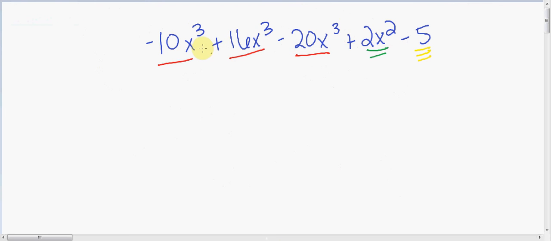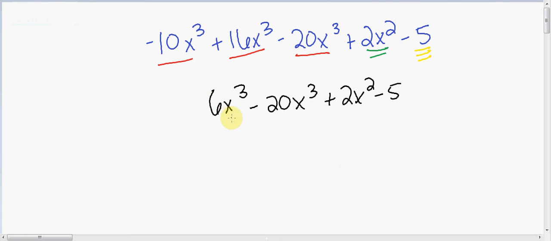So let's deal with the x cubed first. And the reason I want to do that is because it has the biggest exponent. We're going to go in what's called descending order here. So I have negative 10 and positive 16. That's going to give me positive 6x cubed. Then I have minus 20x cubed plus 2x squared minus 5. Now, remember those two are like terms still, so we can combine those. It's going to give us negative 14x cubed plus 2x squared minus 5.